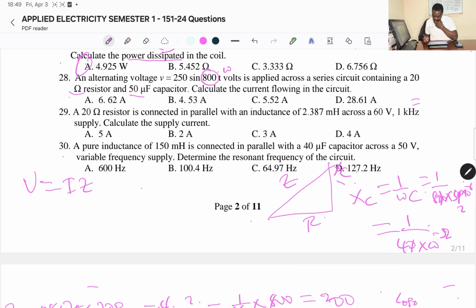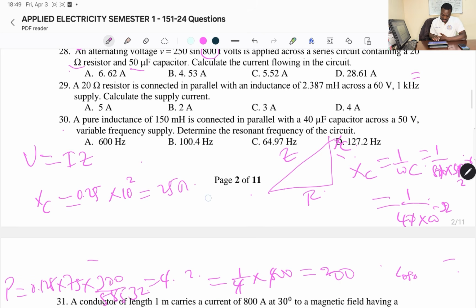So I bring this up, and that will give us 10 to the power positive 2. 1 over 4 is just 0.25. So 0.25 times 100 gives us 25. So this will be 25 ohms.